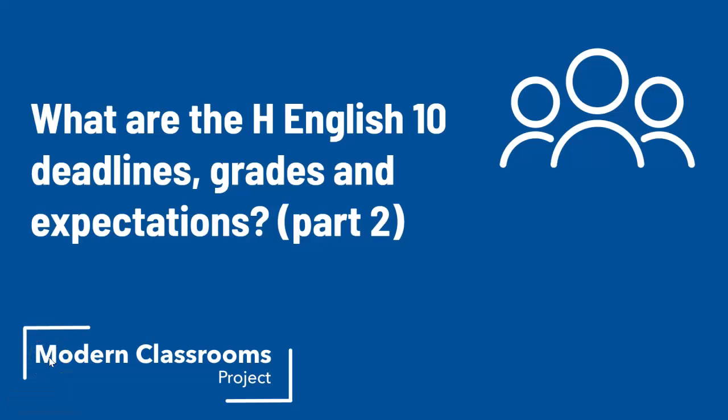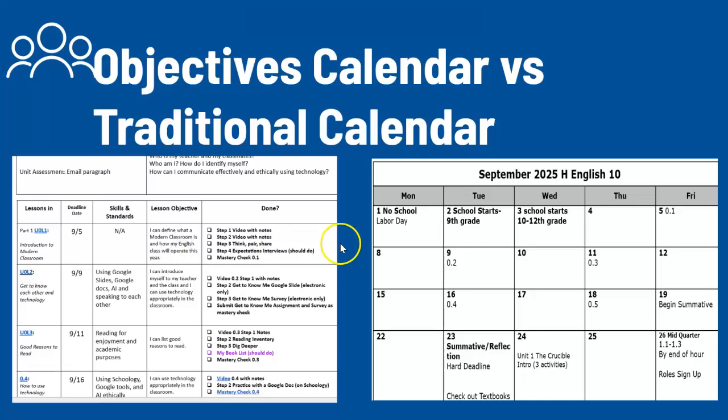Okay, welcome. This should be a pretty short video, part 2, looking at some information for you about deadlines, a little bit more about detail with grading and expectations. So what you see here on the left is what we call the objectives calendar in a modern classroom, and on the right obviously is more of a traditional calendar.